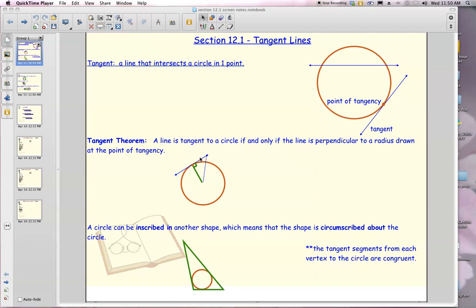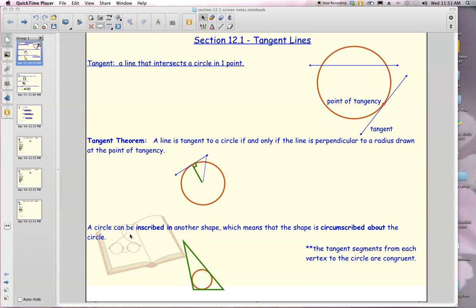What that does for us is it creates right triangles with the radius, part of the tangent line, and then the radius plus some more. That's going to help us find missing values. So again, the line is tangent to the circle if and only if the line is perpendicular to the radius that's drawn at the point of tangency. So if you draw the radius and it makes a 90-degree angle, then that has to be a tangent line.